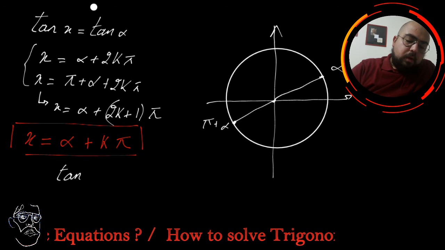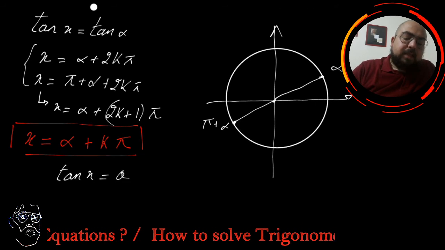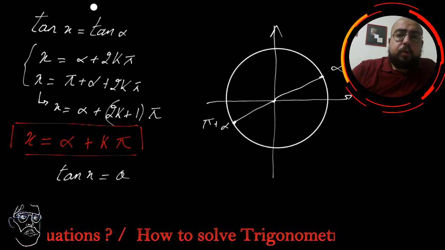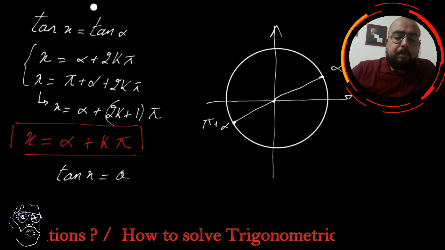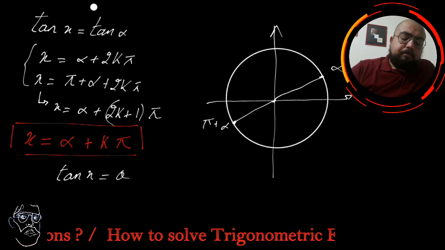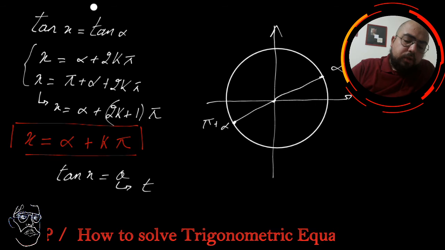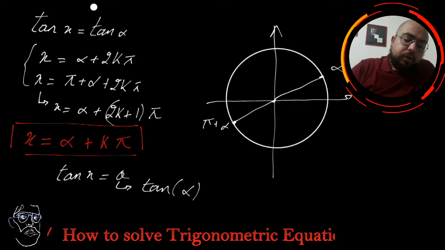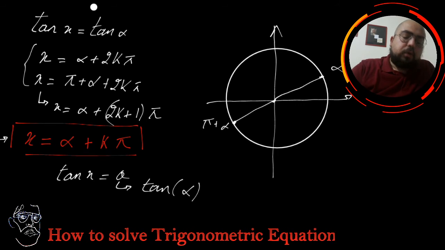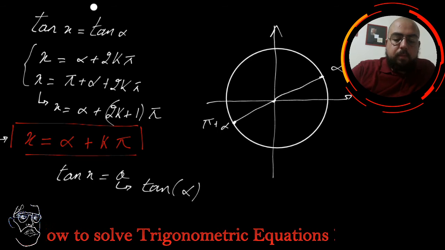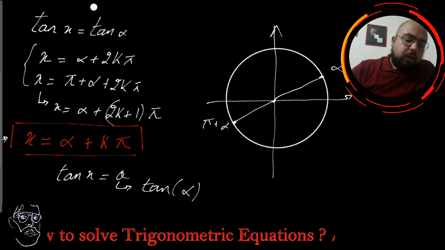Of course, in case you have the general form, tangent x is equal to a, in this case a could take any value between minus infinity and plus infinity. You simply have to transform a to a tangent of a certain angle, which is alpha, and then get back to this solution, x is equal to alpha plus k pi. Let's take an example.